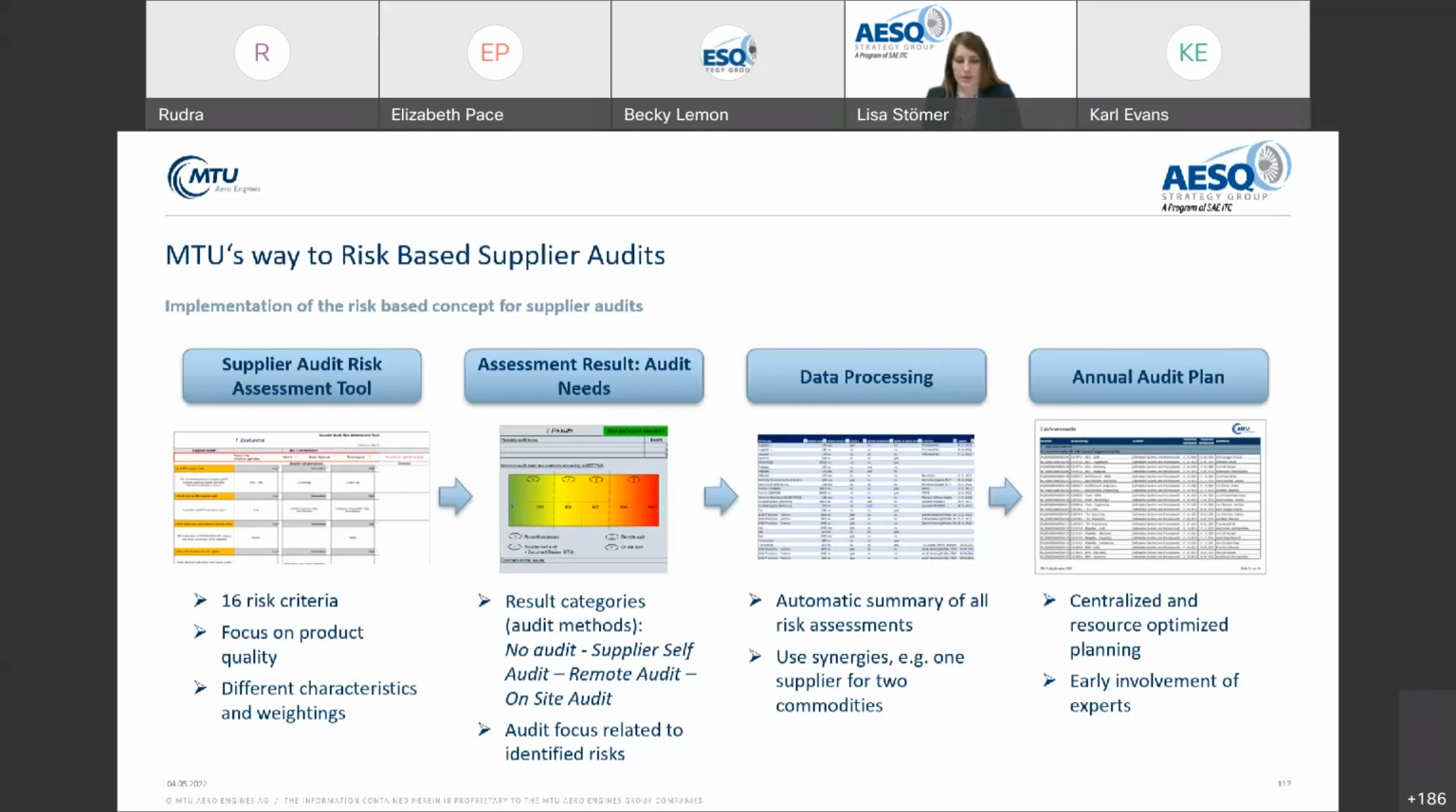For the data processing, we developed an automatic summary of all the risk assessment results. So this database serves as the basis for the annual audit plan. And this also enables a centralized and also resource optimized planning. In addition, we will involve the technical experts at a really early stage, so during the risk assessment and also during the annual audit planning.